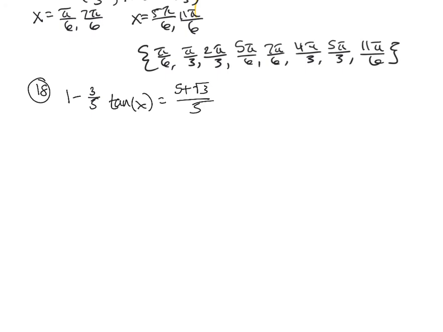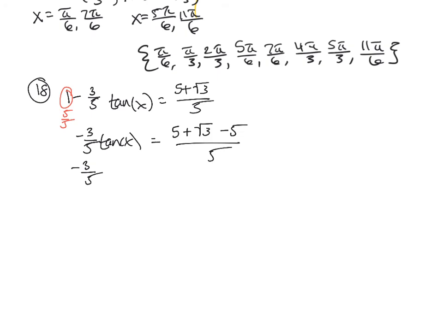Let's see, what I'm going to do is I'm going to change this 1 right here into just a 5 over 5 and subtract that on both sides. So we end up with a negative 3/5 tangent of x is equal to 5 plus the square root of 3 minus 5 over 5. It's just kind of combining those there. And you got a plus 5 and a minus 5, which is highly convenient. So we get negative 3/5 tangent x is equal to square root of 3 over 5.